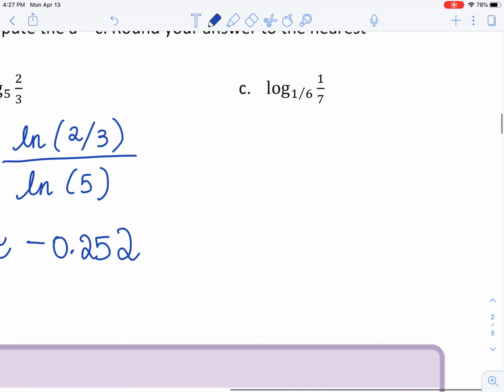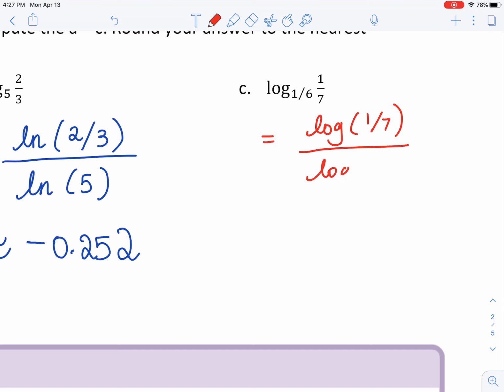All right, back to the last one. This time, I'm going to do the common log. Why not? Just mix it up. I'm going to do log of 1/7 divided by log of, what's the base? 1/6. I thought I had an interesting problem, but well, I'll just do it.